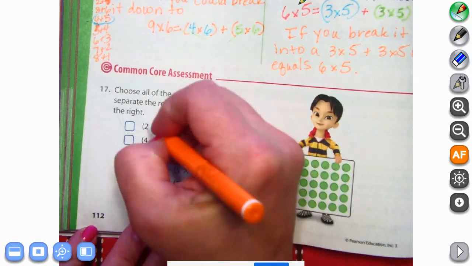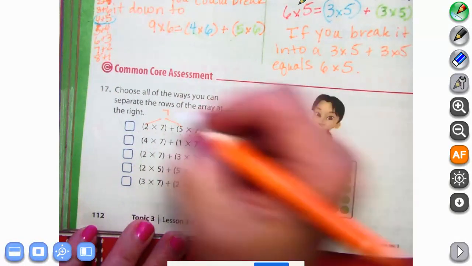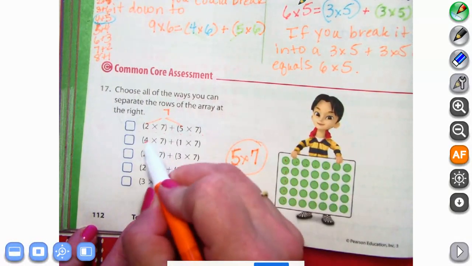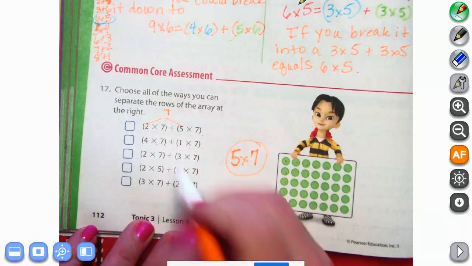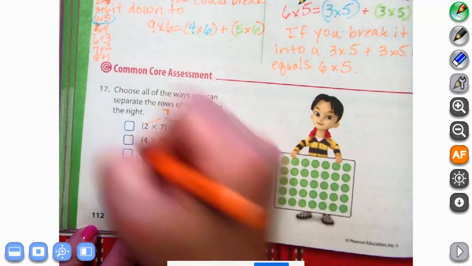2 times 7 plus 5 times 7. If you add the 2 and the 5, that makes 7. That would make 7 times 7. That won't work. How about 4 times 7 plus 1 times 7? If you take the 4 and the 1, that would make 5. 5 times 7, yes.